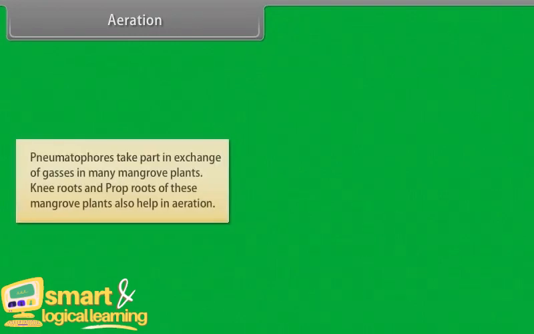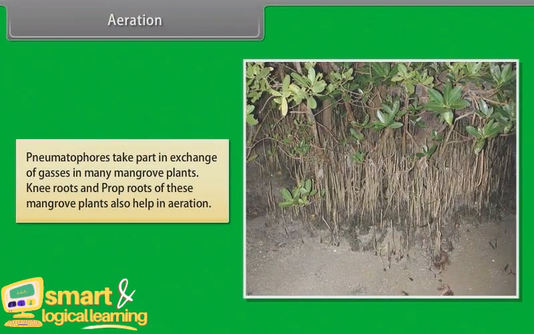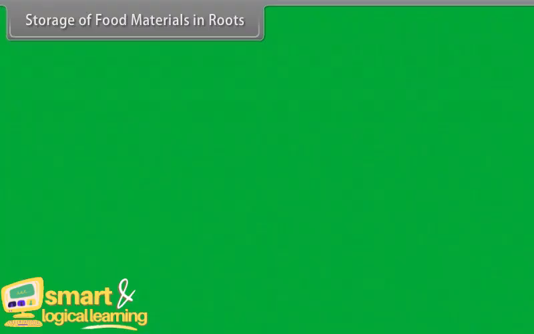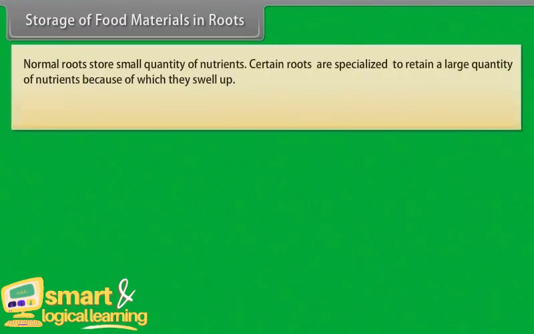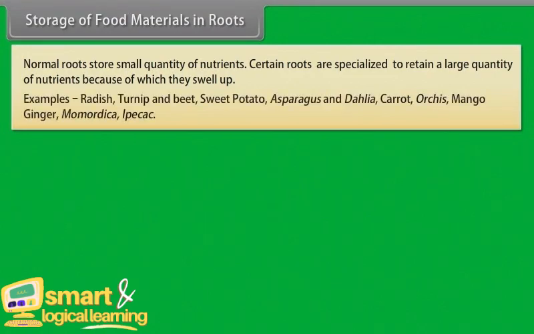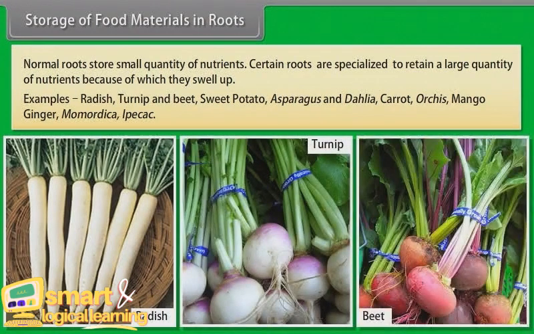Aeration. Pneumatophores take part in exchange of gases in many mangrove plants. Knee roots and prop roots of these mangrove plants also help in aeration. Storage of food materials in roots. Normal roots store a small quantity of nutrients. Certain roots are specialized to retain a large quantity of nutrients because of which they swell up. Examples, radish, turnip and beet, sweet potato, asparagus and dahlia, carrot, orchids, mango ginger, Momordica, ipecac.